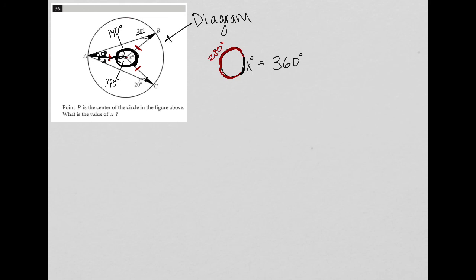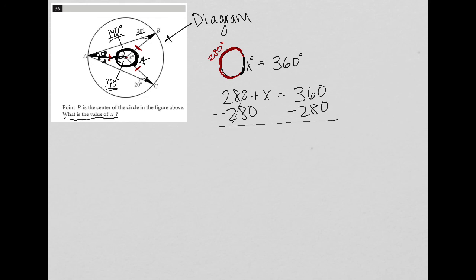Hopefully you can see that. 140 plus 140 is 280. And then we have this x region here. So I can make an equation. I can say, well, 280 plus x must be equal to 360 because it makes a full circle. So if I want to figure out what x is, I can just isolate x now, and I get that x is equal to 80 degrees. So my final answer here is 80 degrees.